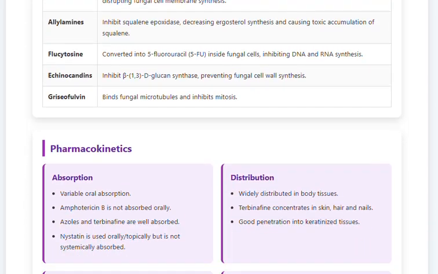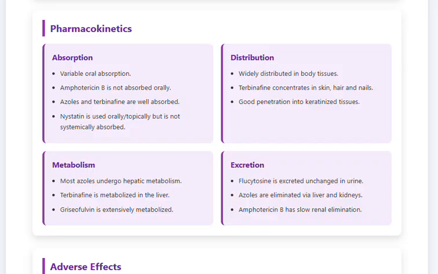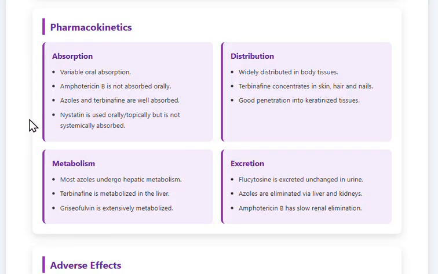Let's begin with pharmacokinetics, which explains how the body handles a drug after administration. We'll look at 4 key aspects: absorption, distribution, metabolism, and excretion, often remembered as ADME. First, amphotericin B. One important exam point is that amphotericin B is not absorbed orally. Therefore, it is administered intravenously for systemic fungal infections.